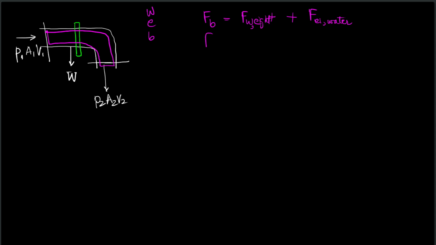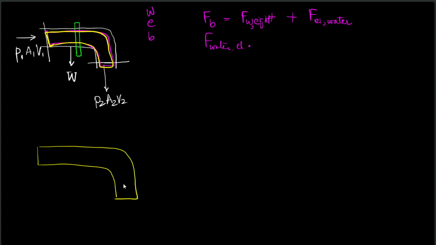But first we can find out what is the force on the water because of the elbow. So let us take this particular control volume. For that control volume, what do we have? Before going into that, let me just draw it separately. So this is P1, A1, V1, this is P2, A2, V2.